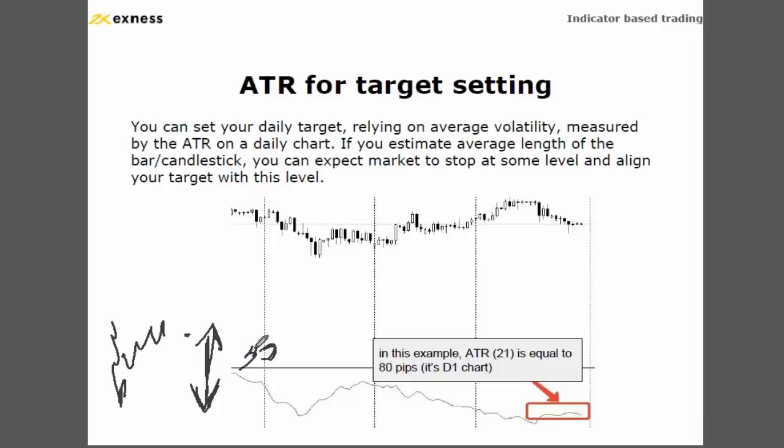Sorry, my drawing tools are not very good here. I hope that you see what's happening. You have 70 pips more, if you know that the average volatility of the day is equal to 100 pips. You have 70 pips more, and here is your target. So you will set your target equal to 70 pips. That's the concept. It is pretty simple and straightforward.